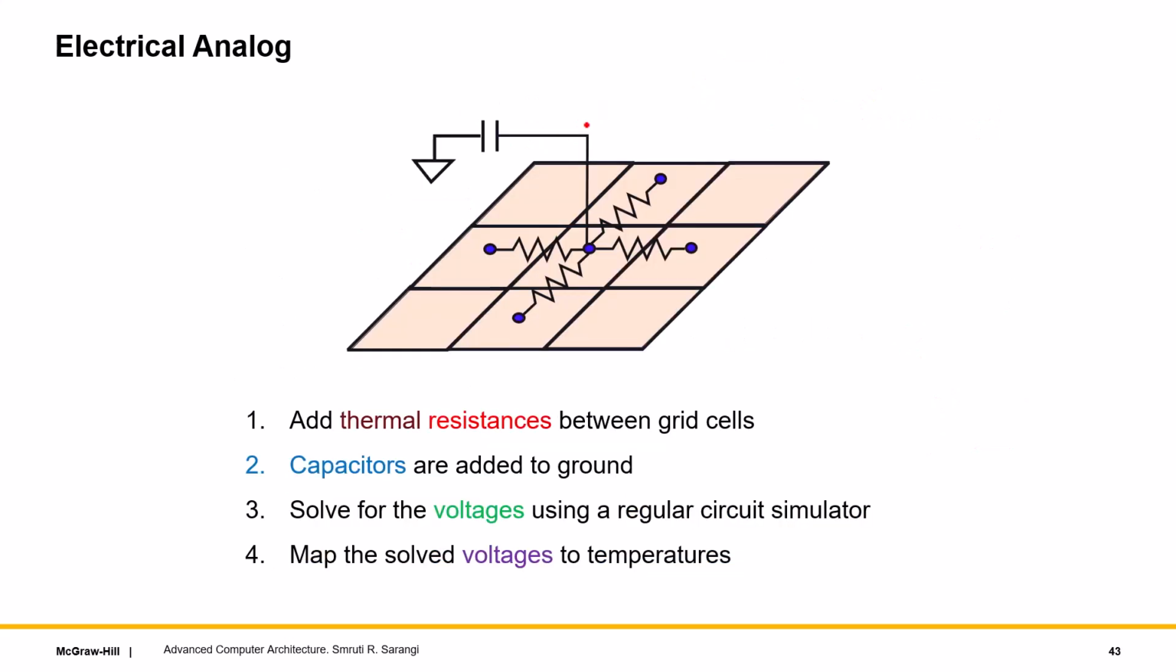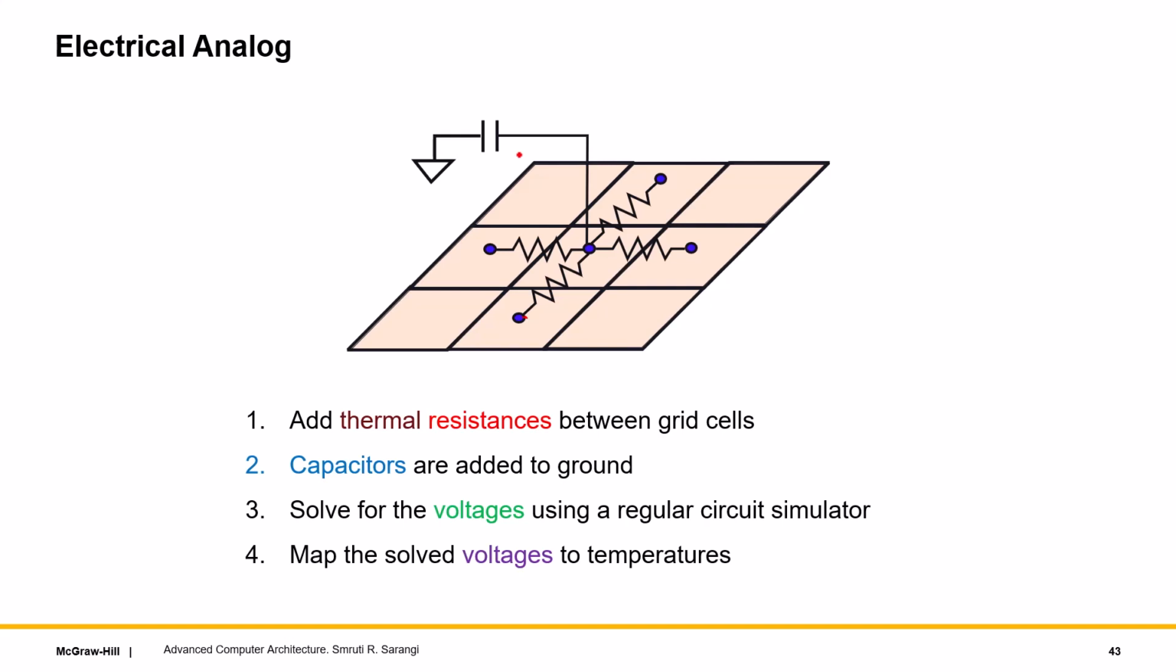So if I look at an example, let's say this is a simple 2D plate of silicon. Its electrical analog would look like this. There's a thermal resistance between adjacent cells, as you can see, 1, 2, 3, 4, four thermal resistances. Furthermore, given that this cell has a higher temperature, we connect it to ground with a capacitance.